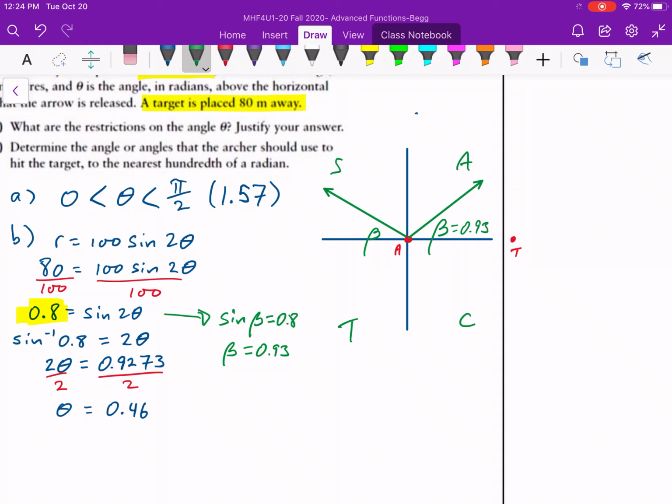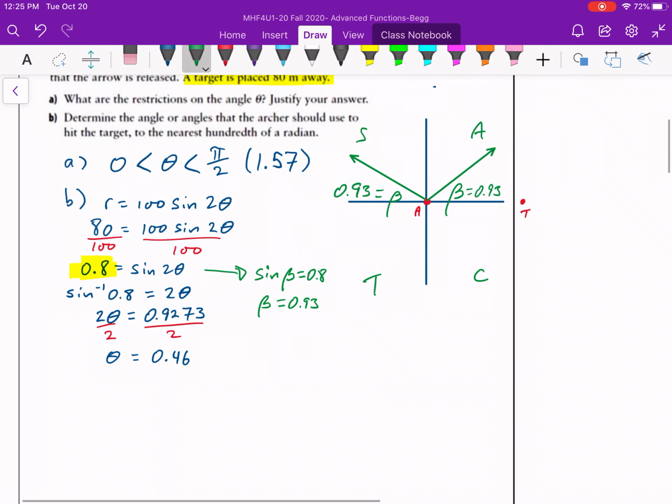Now, you may be thinking I just said that we can't do things in quadrant 2, but I can, because that's not theta, that's beta. Beta, in this case, is 2 times theta. So once I find out what that angle in quadrant 2 is, I still have to cut it in half. We already found out that one of our thetas is half of 0.93. That's in quadrant 1, so I'll call that one theta 1. But theta 2 is going to be half of this angle here.